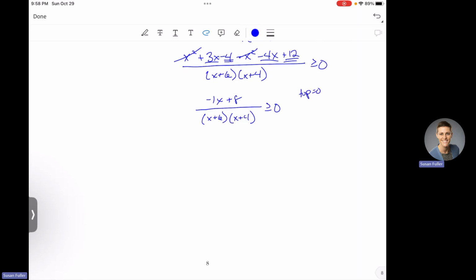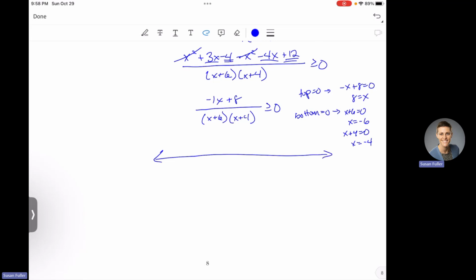So setting the top equal to 0 gives me negative x plus 8 equals 0, which means 8 is equal to x. And when I set the bottom equal to 0, I get x plus 6 equals 0, which means x equals negative 6. And x plus 4 equals 0, which means x equals negative 4. I'm going to put all of these guys on a number line. And again, it doesn't have to be perfect, but you just have to make sure that you kind of put them in order. So negative 6 goes furthest to the left.